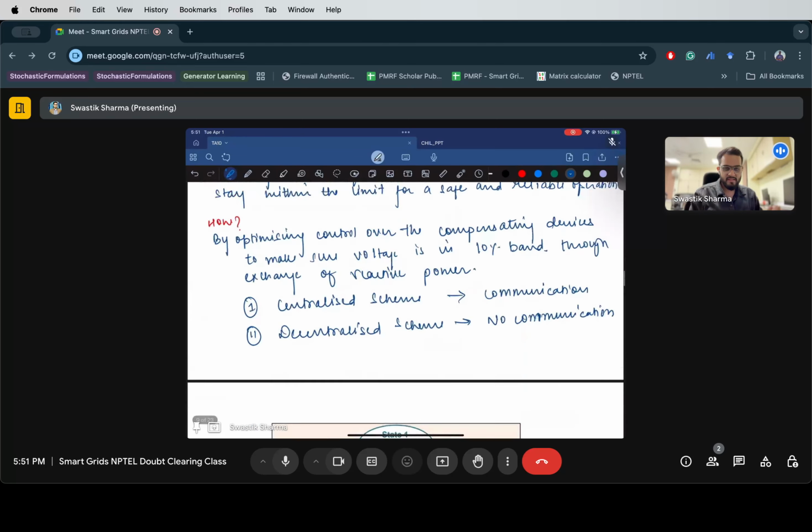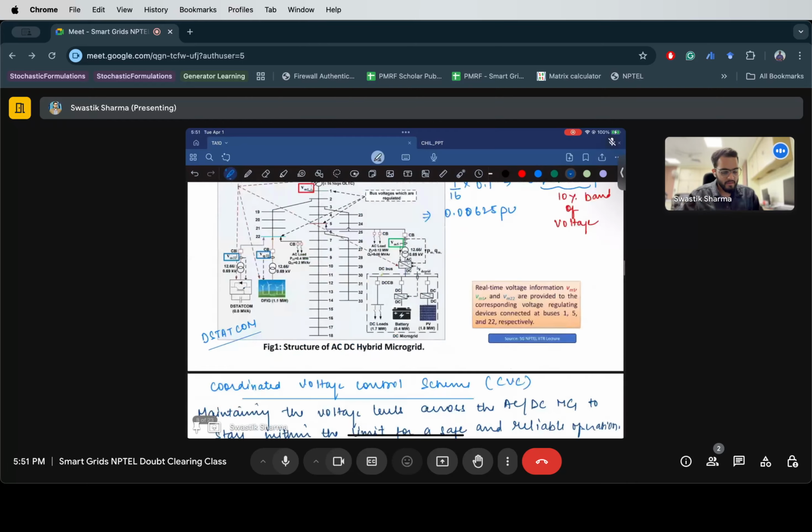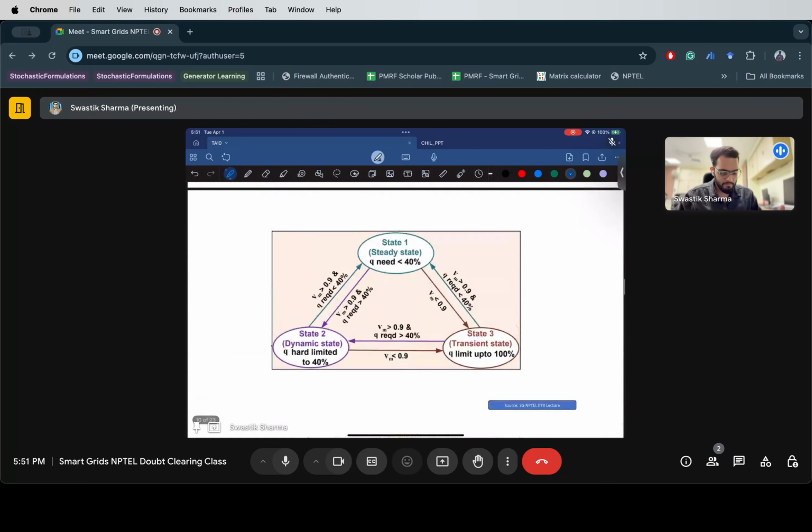That's why this scheme that the instructor has proposed is a no communication scheme. It does not require communication. It's a decentralized scheme.